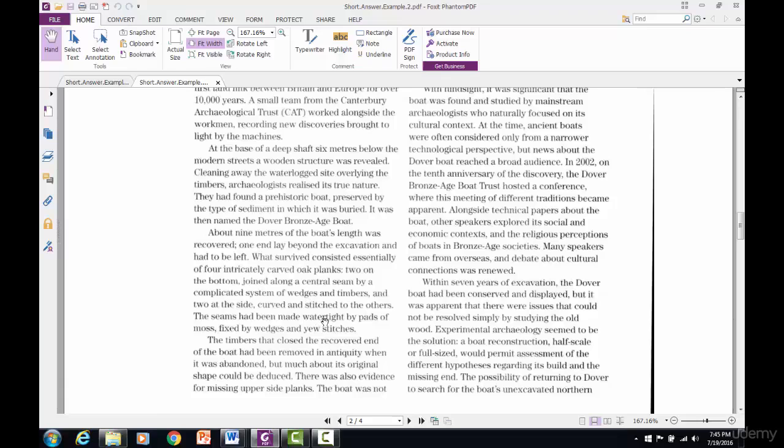And we're starting backwards from here where it says watertight. Oh, here it is right here. At the base of a deep shaft, 6 meters below the modern streets, a wooden structure was revealed. So, keyword, 6 meters below. That's our answer. I'm just checking. This is the 9 meters of the boat's length. This is talking about how long the boat was, where it says 9 meters. But here it says 6 meters below the street. So that's underground, right? So the answer is 6 meters.